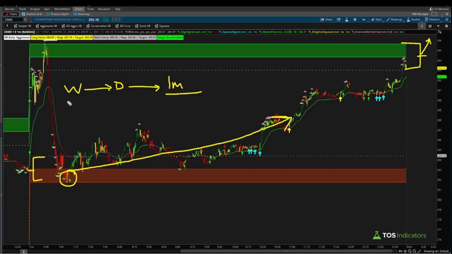So hopefully today's video helps break down again one more example of using this process, from starting with the weekly time frame, letting that dictate your bias, drilling down to a smaller time frame chart and keep going down and down until whatever time frame you like to trade, and then taking advantage of intraday volatility, knowing you have this longer term bias.